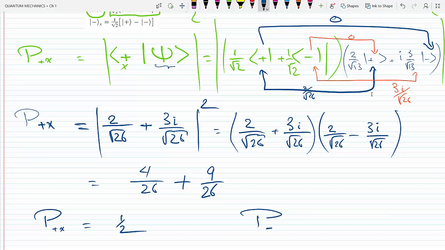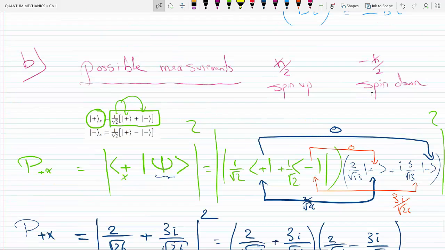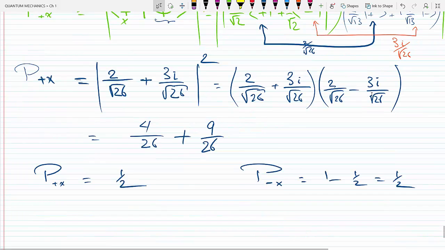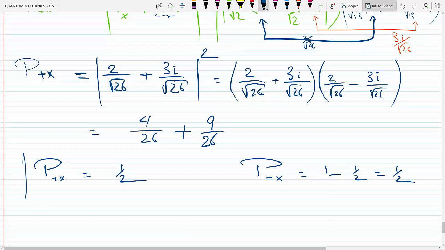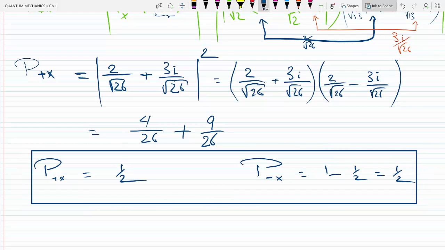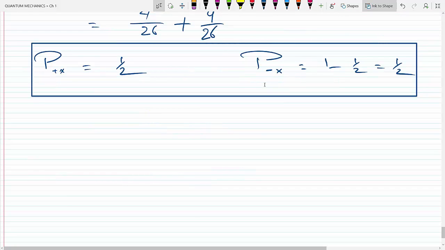And you could do the same thing for the spin down, but it's obvious it's going to be 1 minus 1/2, which will be 1/2. The other one is the same process; you just use this spinor here. I guess it does make sense, because if the spin is along the... Now, you have to be really cautious with using intuition in quantum mechanics. It's very counterintuitive. It doesn't always work.